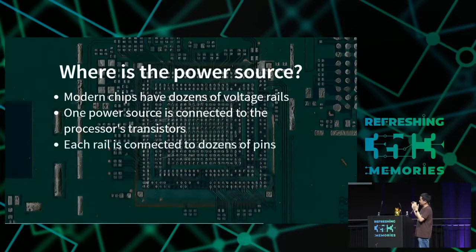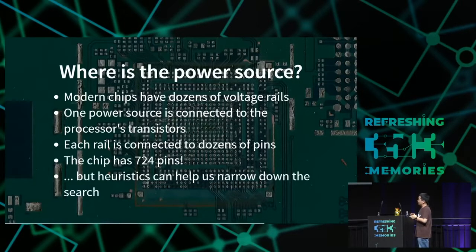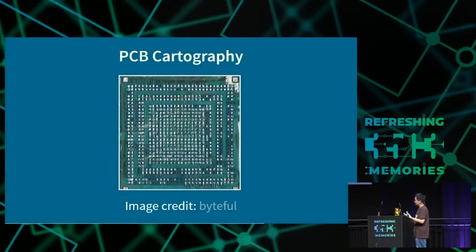To make things worse, each power rail, voltage rail, is actually connected to dozens of pins, so it's not just one pin corresponding to one thing. And there's 724 pins. But I can show you a way that we can go through this manually. It's not easy per se, but it's doable over a weekend or two. And it's a process that involves mapping out the pins on a PCB.